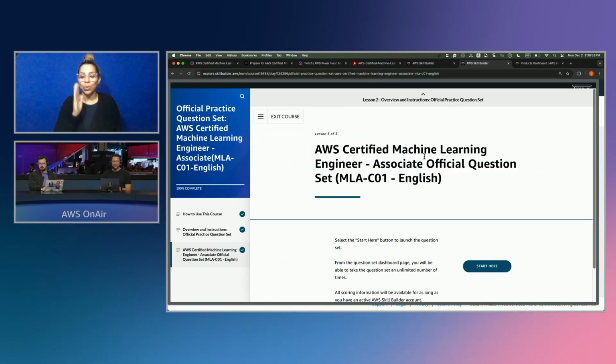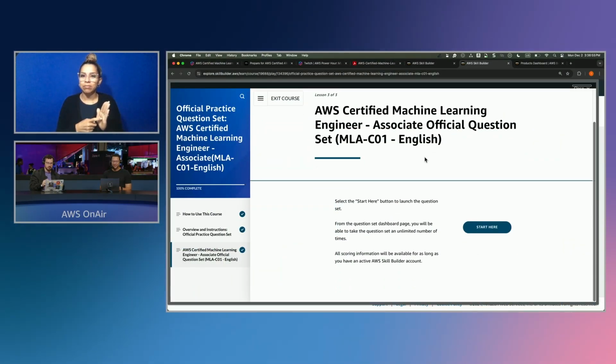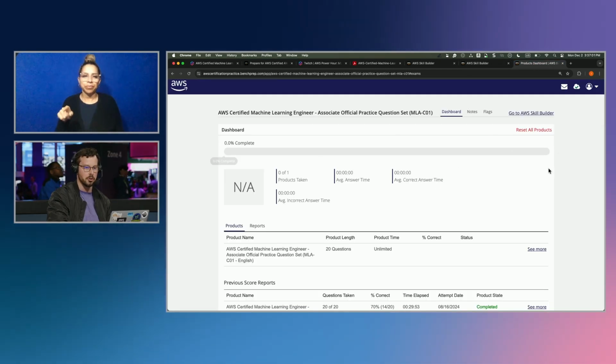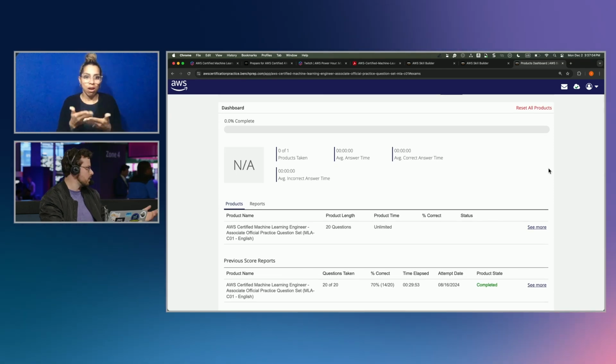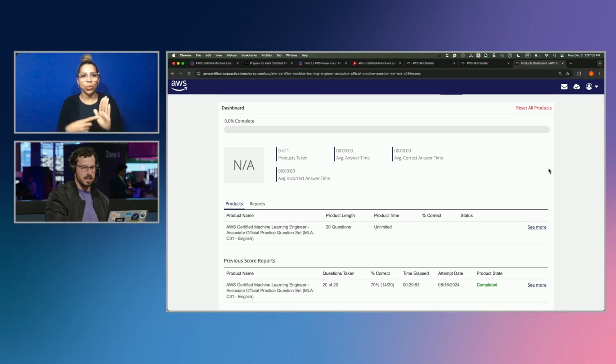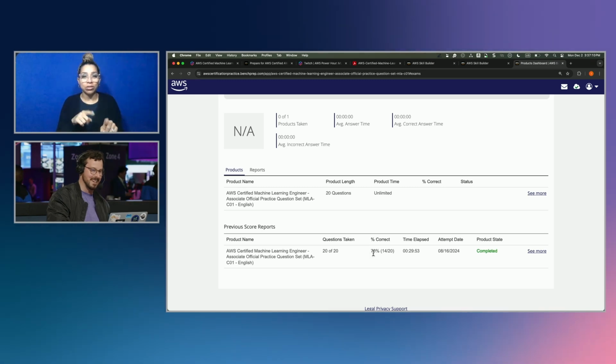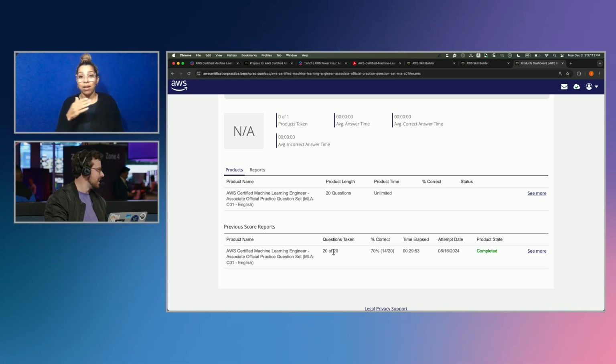So once you enroll into this product, you're going to find that there's a start here button, very intuitive for you to get started with this product, at which point you're going to be presented with the history of how you did on these questions. You can see I've completed one of these with a 70% pass rate. There's 20 questions. That means you have room for improvement.